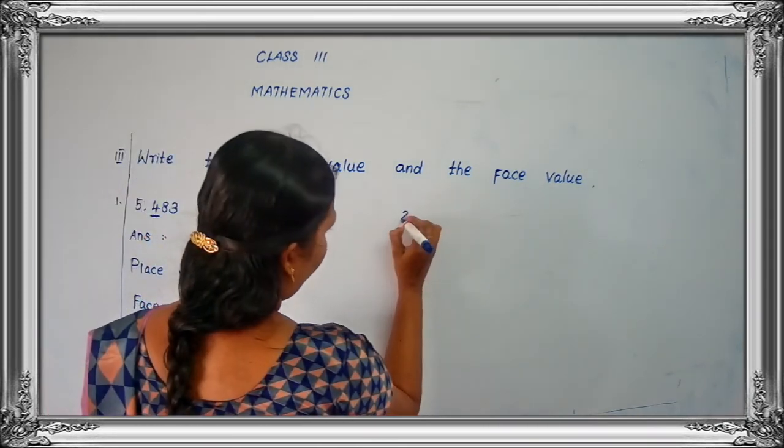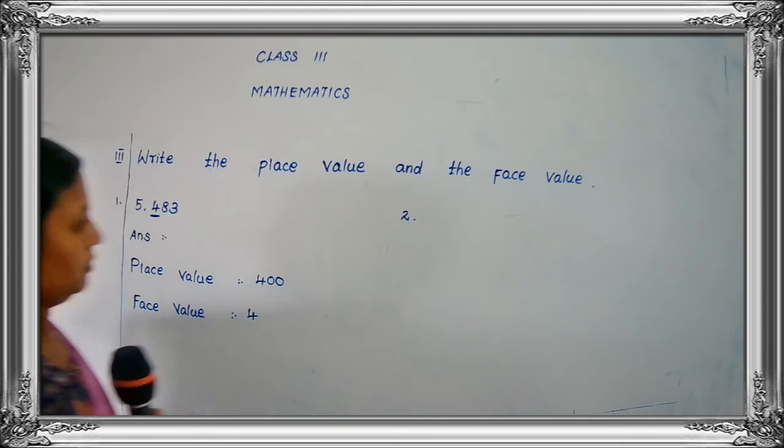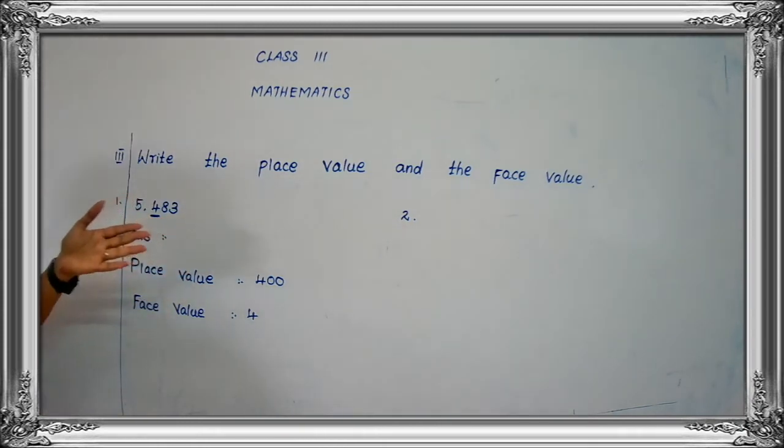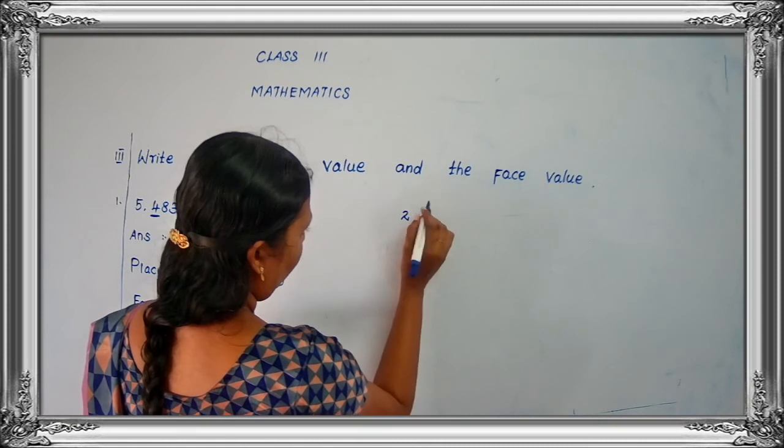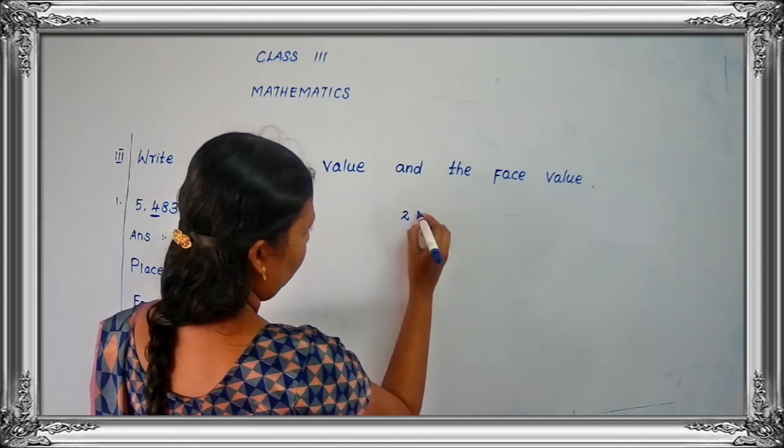The second one. I have no place, so I am writing there. Okay, you write one by one. I have no place, so I am writing there. Then the second one.